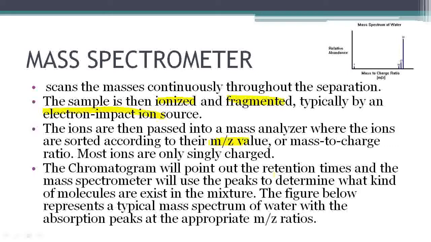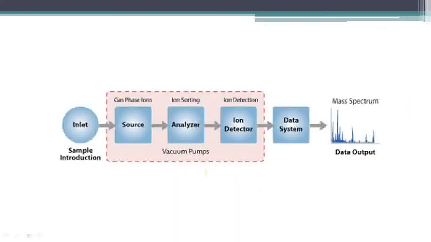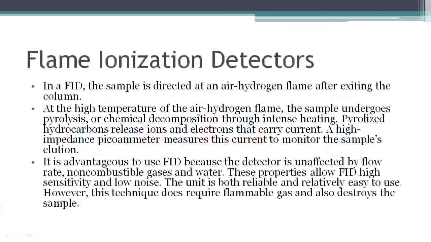So there is a time axis also, right? And these are the peaks. We can use the peaks to determine the type of molecules that exist in the mixture. And we have a flow chart: there is an inlet, sample introduction, then a source of electrons, and an analyzer. This is all kept in a vacuum chamber, then the ion detector and data system, and finally a mass spectrum is generated. So let's go to the next one.